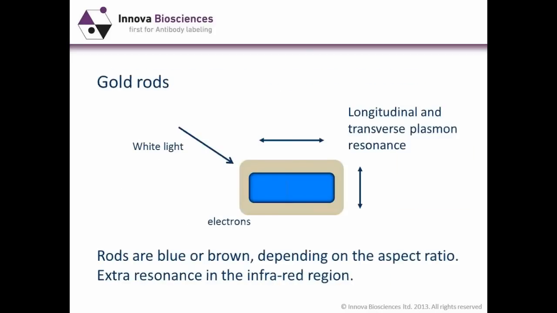Okay, turning to gold rods. So again, these clearly have a defined shape, and it does affect the color. So in this particular case, when the light hits the outer electron layer, you get both longitudinal and transverse plasmon resonance. So you get an additional absorption peak very much red shifted, so rods appear as blue or brown depending on the aspect ratio of the gold rod.